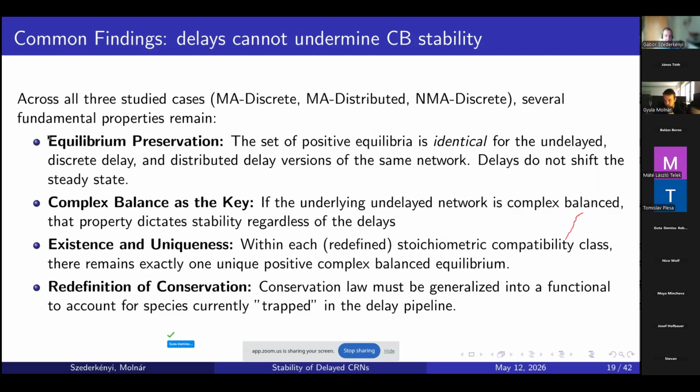So this is the summary of the findings. We know this, so this is nothing new, that the delayed system preserves the equilibria. This means that we can check complex balance in the same way as for non-delayed systems. This required a little extra work, the proof of the existence and the uniqueness of equilibria within each positive stoichiometric compatibility class. And this is physically maybe interesting, that these compatibility classes made us think about the redefinition of conservation, because we have some so-called material trapped in the delay, which has to be handled somehow.